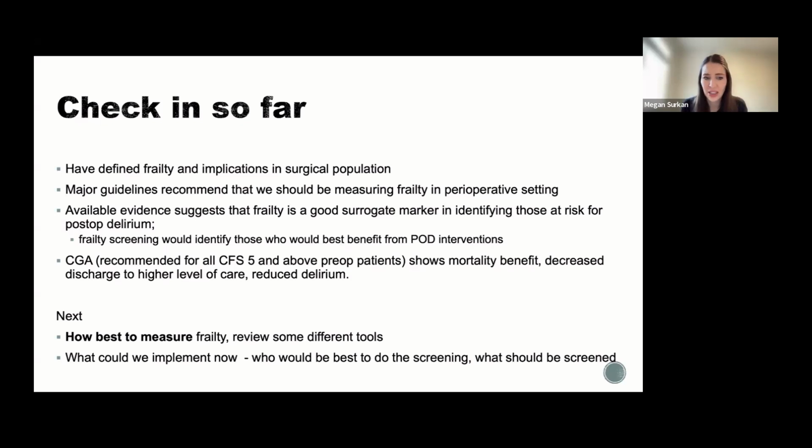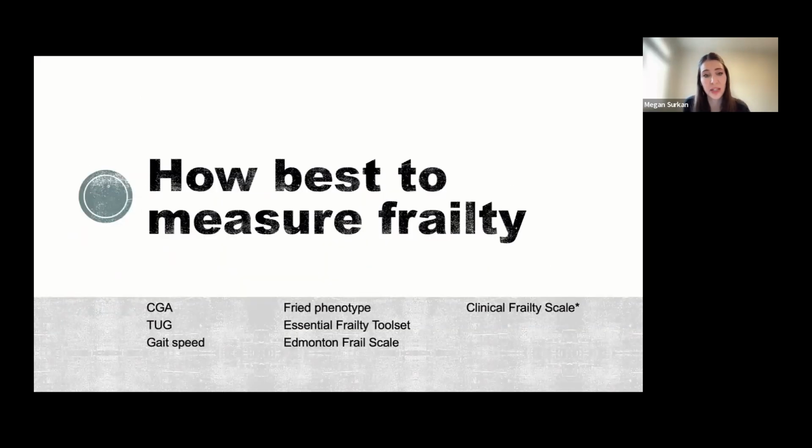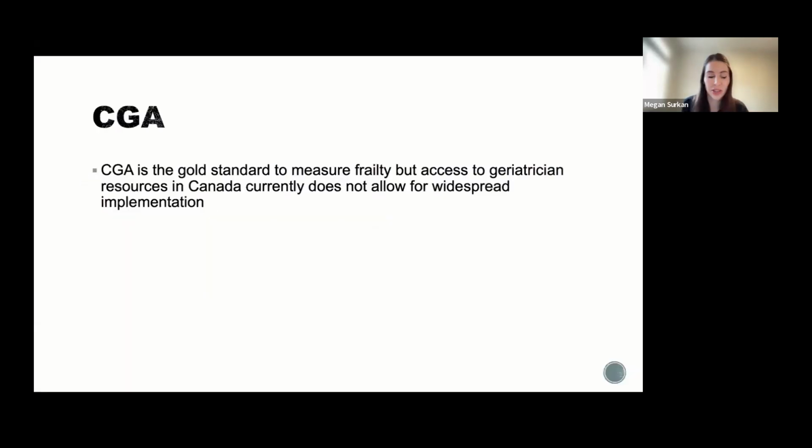So next, we're going to look at some different ways of measuring frailty, and then what can we do now? Who would be best to do the screening? What kinds of tools should we use to screen? I've got a few different tools here and the evidence behind them to help look at what we might use. As we just mentioned, the CGA is the gold standard to measure frailty, but access to a geriatrician in Canada currently doesn't allow us to see everyone with a CFS over 5.